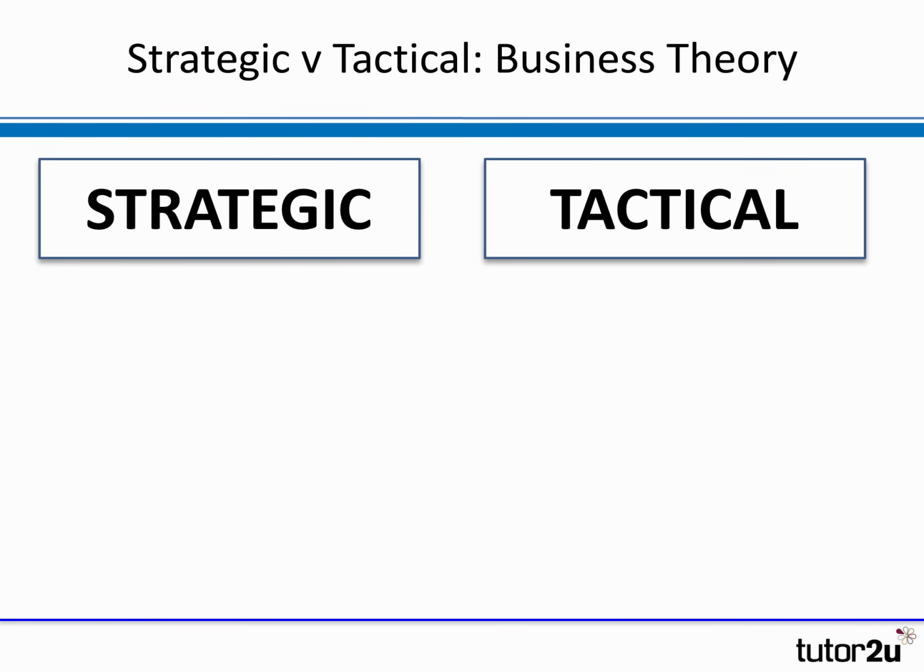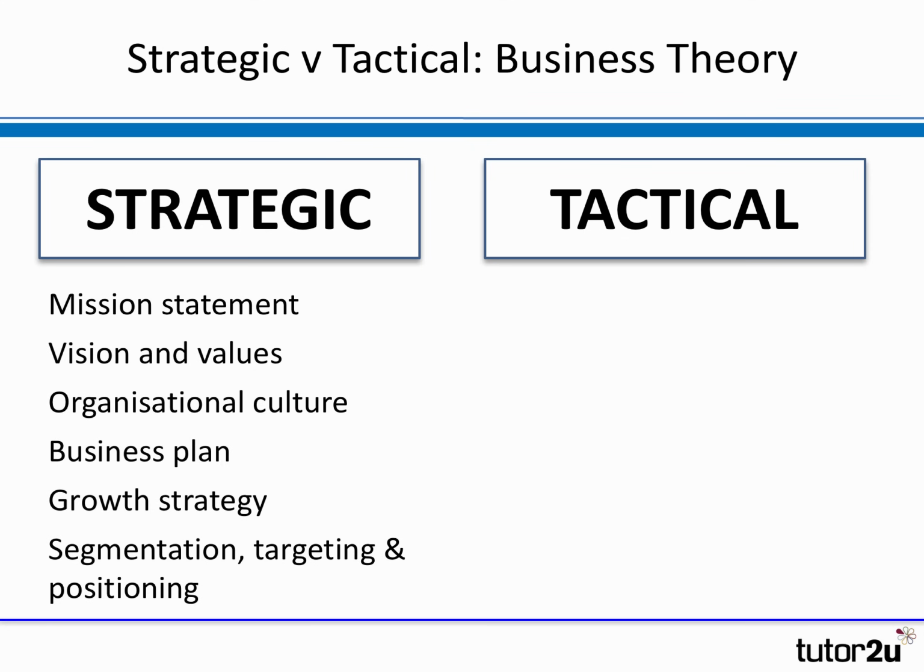Let's just have a look at a couple of examples of where the difference between strategic decisions and tactical decisions play out when it comes to different parts of business theory. So if we're looking at areas like mission statements, the vision, the core values of a business, if we're considering the overall organizational culture of the business, how the business as a whole wants to grow, the choices it makes in terms of growth strategy, and also how it positions itself and targets the markets it wants to compete and win in, those are all strategic issues.